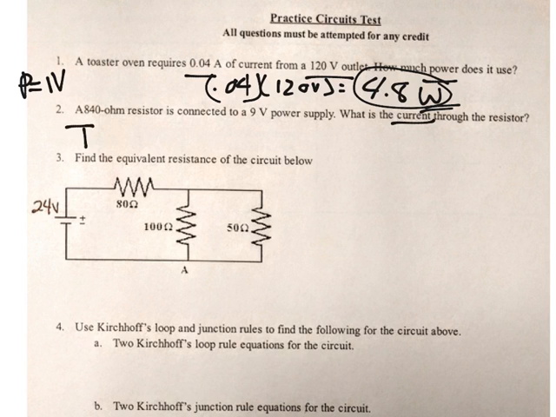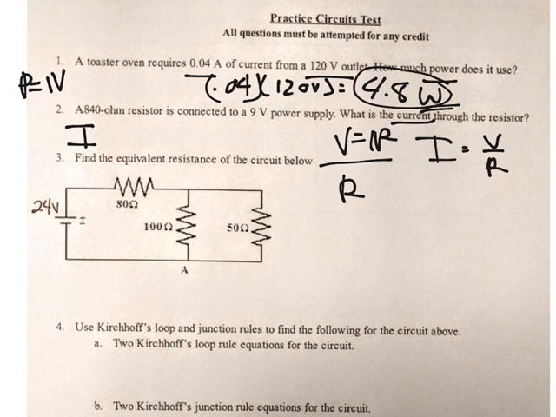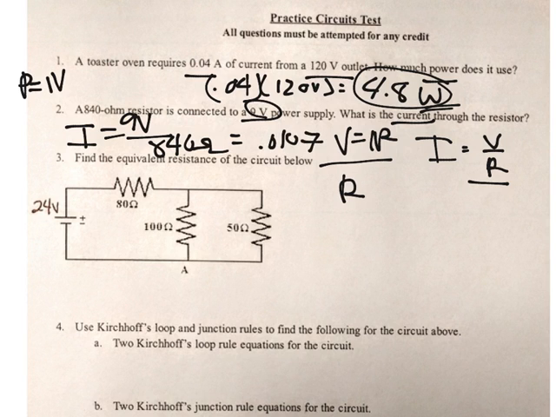Next one, you want to find your current. You've got a couple different equations. My personal favorite is V equals IR. If I want to get I by itself, I can divide by R on both sides, so I equals V over R. My voltage is 9 volts, my resistance is 840 ohms. Plug that into a calculator and you get 0.0107 amps. I would most likely have rounded it to 0.011 amps.